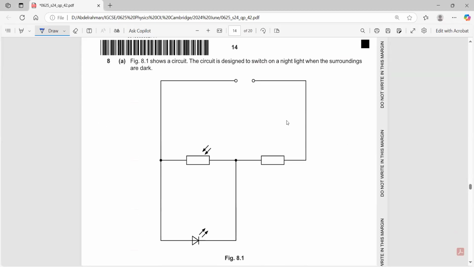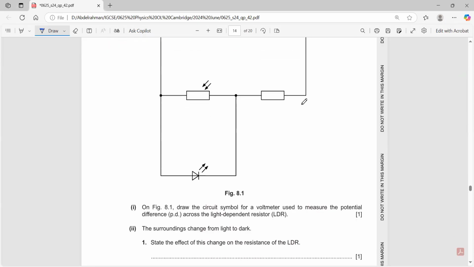Figure 8.1 shows a circuit. The circuit is designed to switch on a night light when the surroundings are dark. On figure 8.1, draw the symbol for a voltmeter to measure the potential difference across the LDR. So this is the LDR. We need to draw a voltmeter. Can I just draw the voltmeter across this way? Yes, you can.